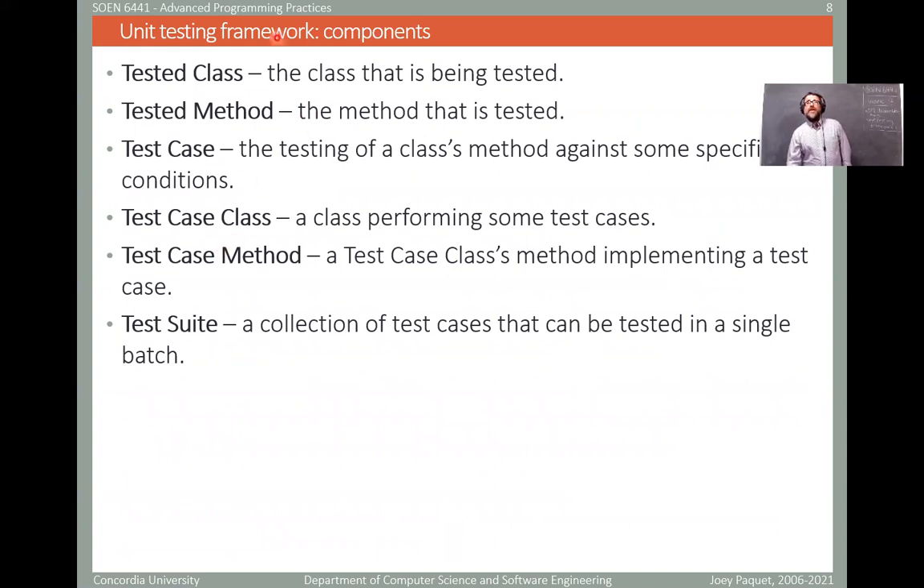So as I mentioned, what are the components of a unit testing framework? You have a tested class, the class that you are testing. Inside of this tested class, there is a tested method, the specific method that you are exercising using a test case. The test case is the procedure that you use to actually test this tested method. It is implemented in a test case method in the test case class that you are writing in JUnit.